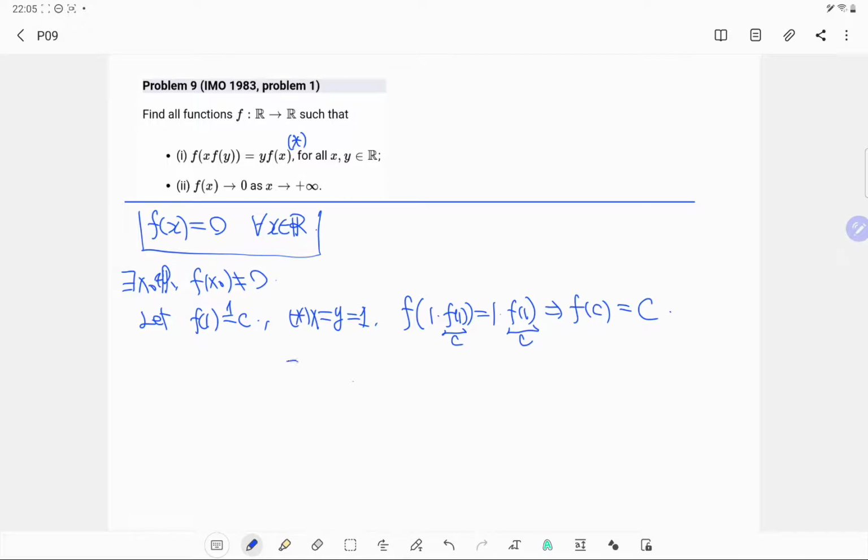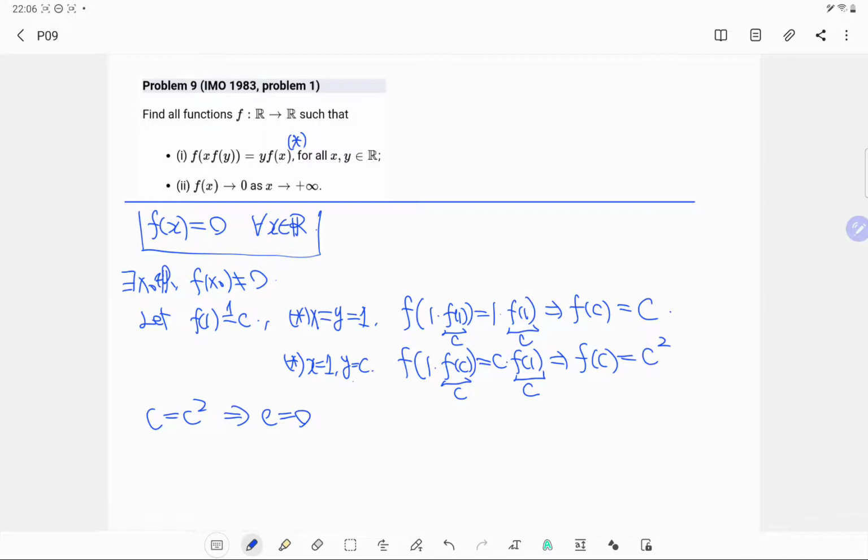Next, also in the original equation, let's plug in x equals 1, y equals c. So we'll have f(1 times f(c)) = c times f(1). This one is also c, and this one is also c. So we will have f(c) = c squared, which means that c equals c squared, which means c is either 0 or c equals 1.